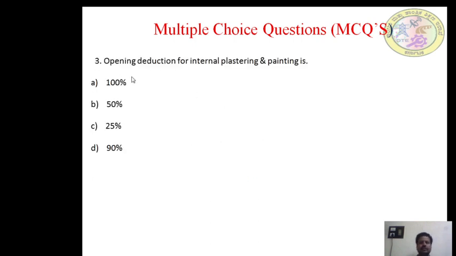Third, the opening deductions for internal plastering and painting, for the internal wall, the inside wall: we consider 100%. Next, the opening deductions for external plastering. External plastering deduction is 50%. So the answer is 50%.